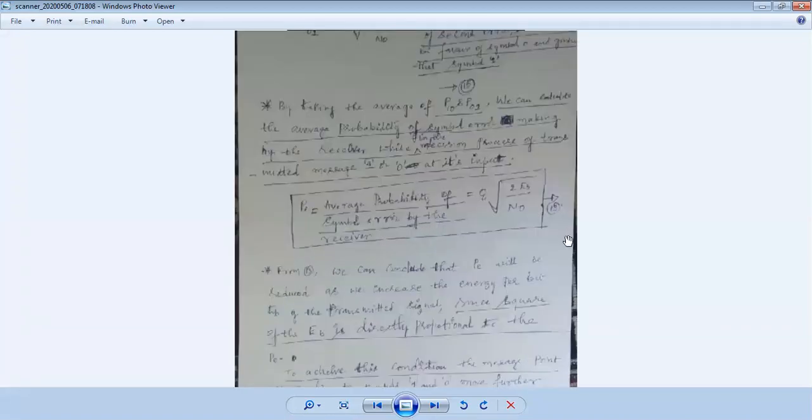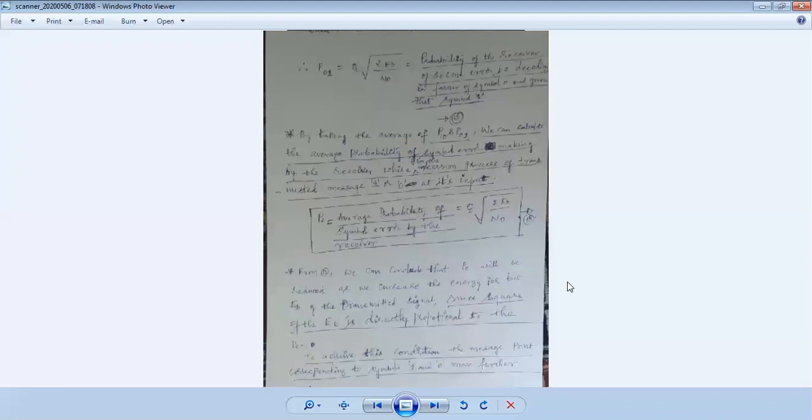So P01 is equal to Q of the square root of 2Eb over N0. When you take the average of both, because P10 and P01 are different probabilities of error by the receiver, what is the maximum probability of error a receiver can make? Taking the average of P01 and P10, the average probability of a symbol error by the receiver is given by this equation.